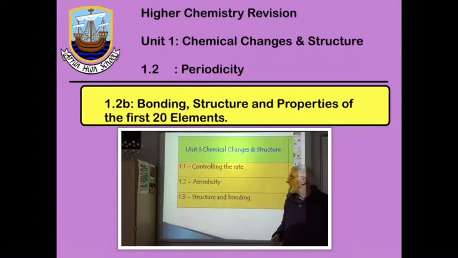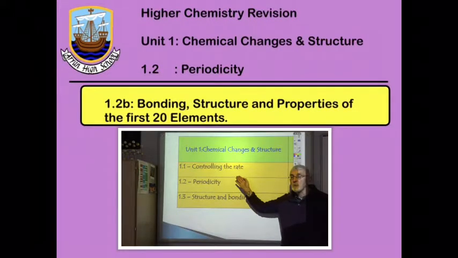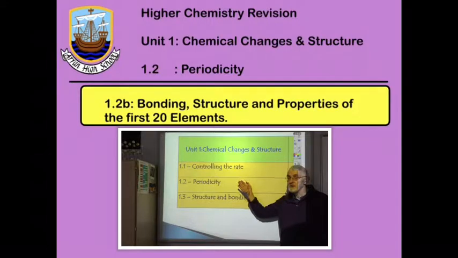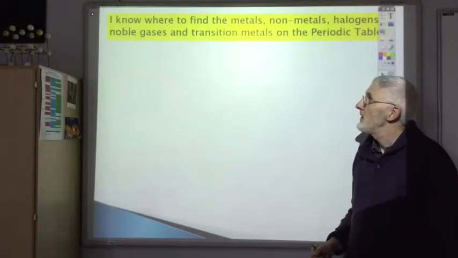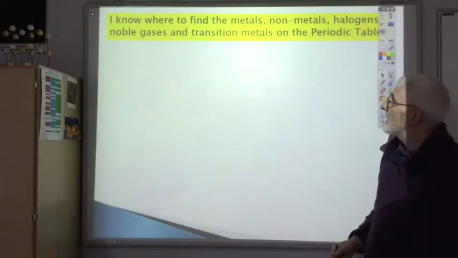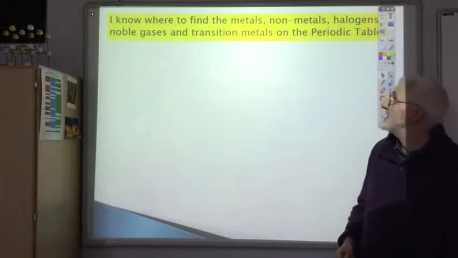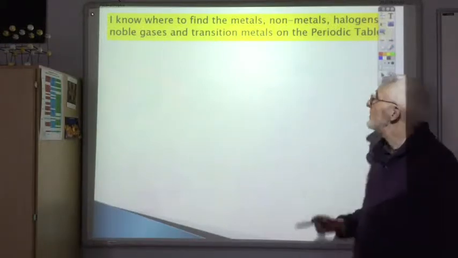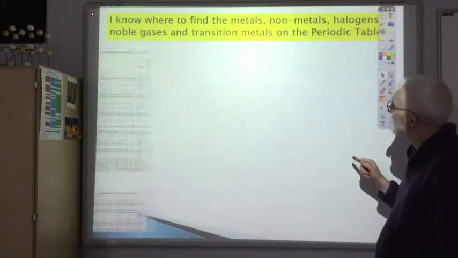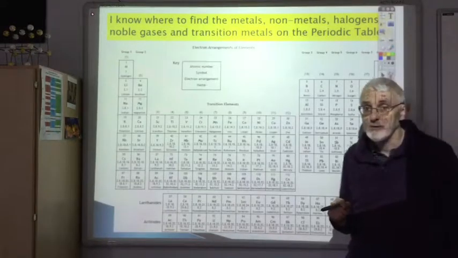This is the second lecture in section 1.2, and in this lecture we are going to look at the structure, bonding and properties of the first 20 elements in the periodic table. The first learning outcome is that you should know where to find the metals, non-metals, halogens, noble gases and transition metals on the periodic table. And of course you use your data booklet to help you.